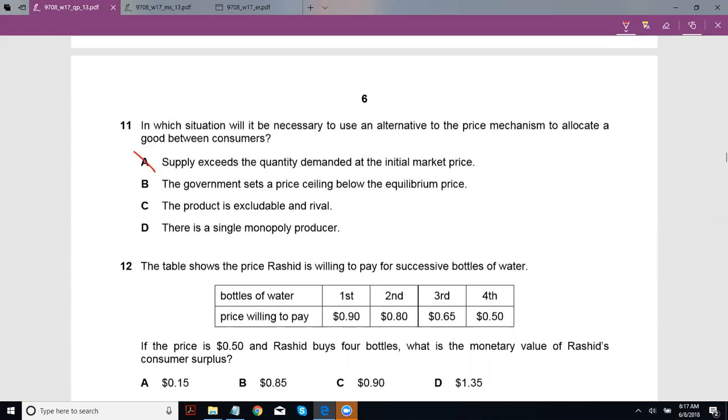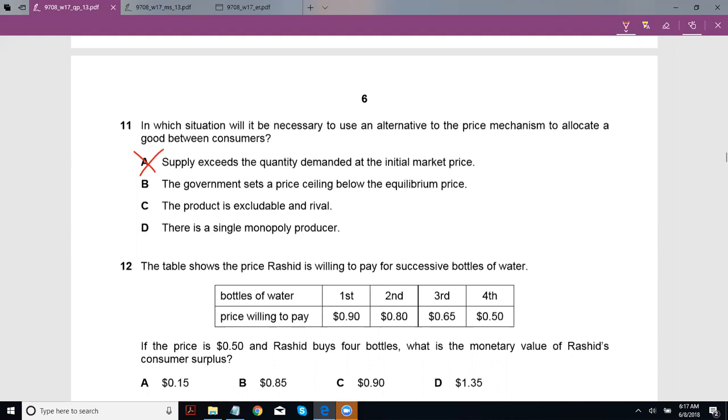Well, that's not an issue. If there is a disequilibrium, then the price mechanism, through its rationing and signalling functions, can go back and form a new equilibrium and then allocate. Like, that's the entire point. So that's not an issue.